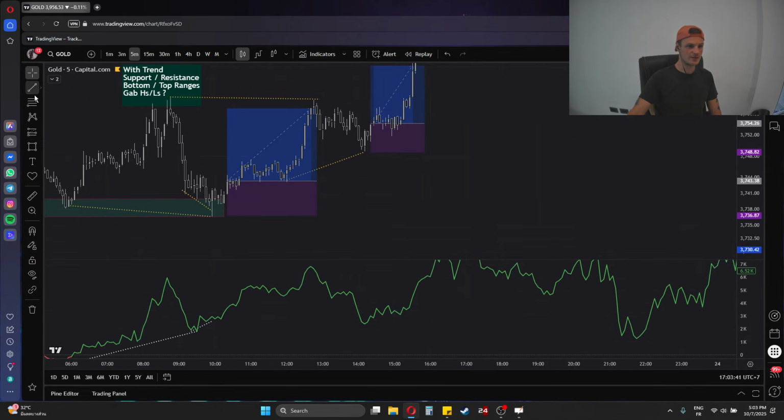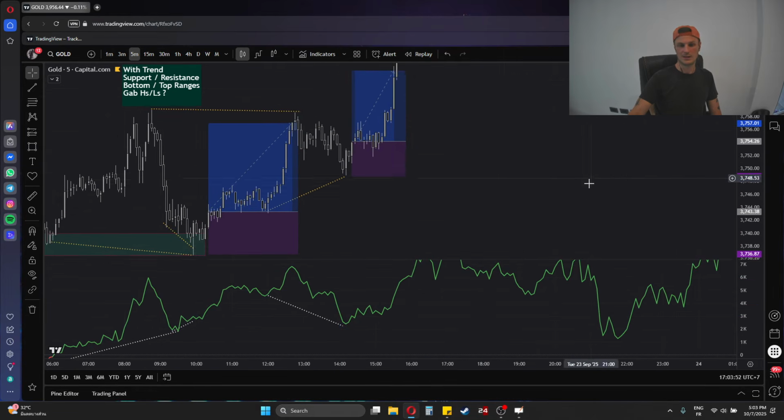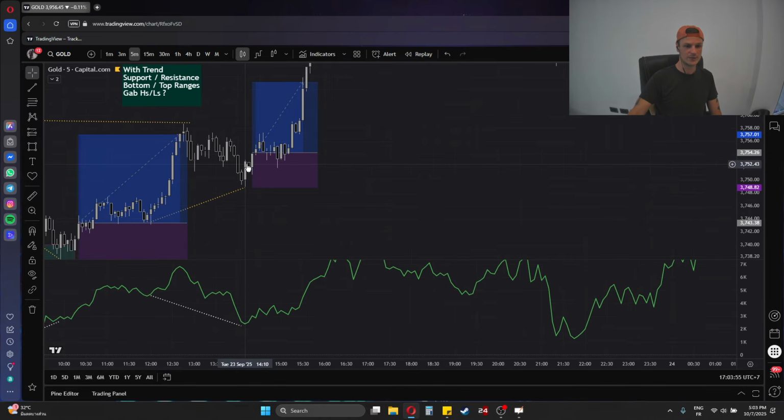Yet another divergence from this low to this low, big divergence too, way deeper lower low here on the CVD and way higher high. And again, you could enter here, but I like to see the CVD start tilting to the upside, right? So it's telling me that the market buyers are now entering.